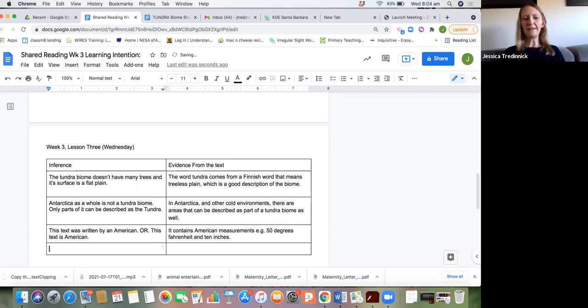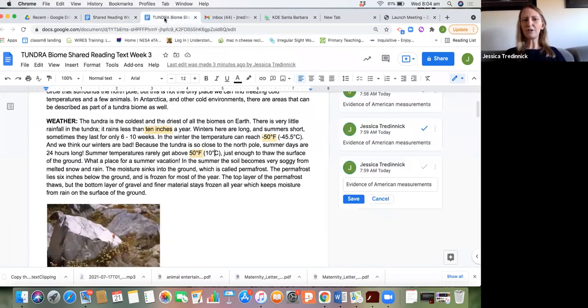So that is another inference. I might make one more inference with this. So I hope you're getting some things. So inferences are what the author doesn't say, and it uses clues in the text to point us in that direction.